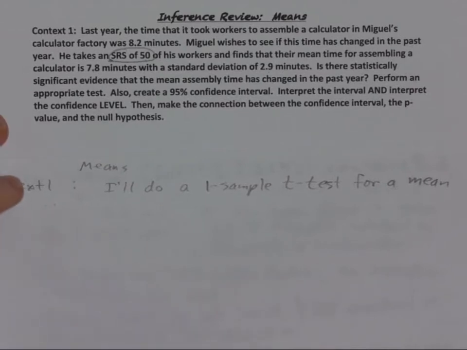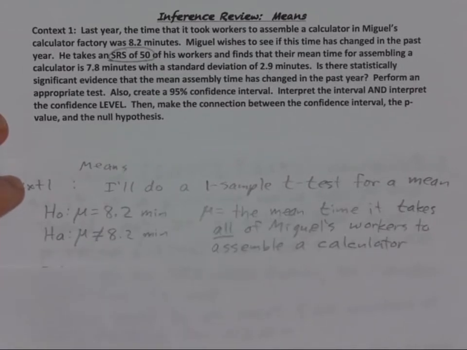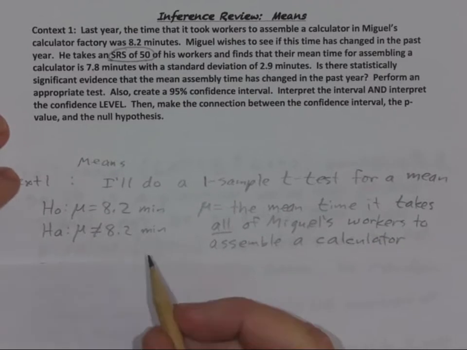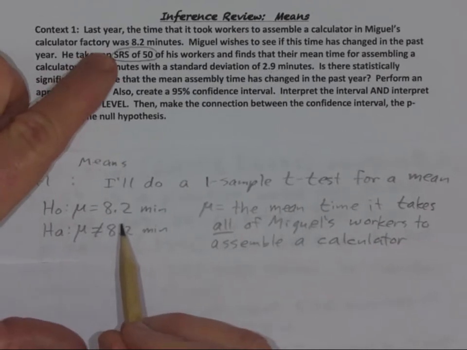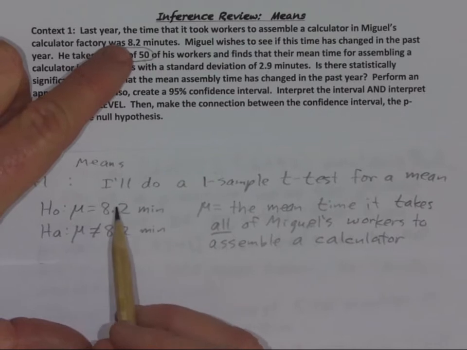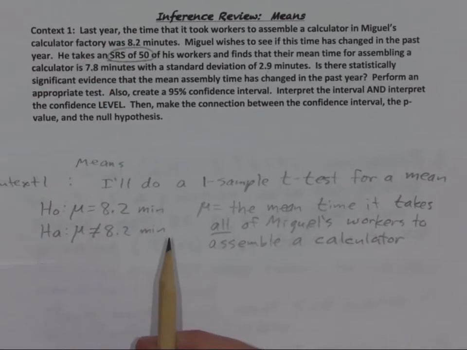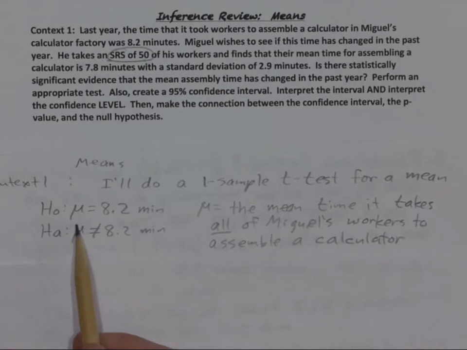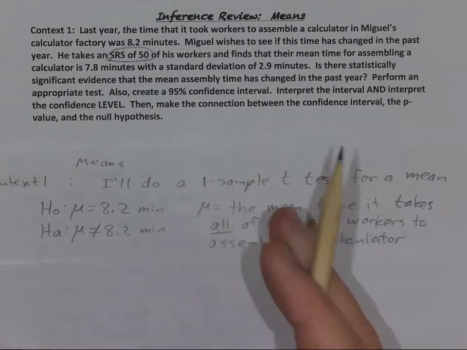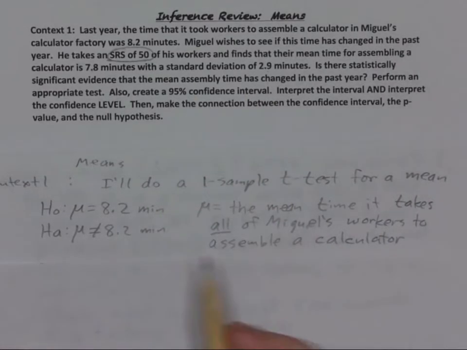And then we have our hypotheses. Our null hypothesis here is whatever the claim is of the problem, or the status quo. It used to be 8.2, and he wants to see if that has changed. So this is what we're testing: 8.2 minutes. Make sure to put the units. Then the alternative is what we suspect might be true. The null is whatever's claimed, or whatever we're testing against. The alternative is what we're suspecting. Nowhere in here does it say we're suspecting greater than or less than, so we go with not equal to. This is a two-sided test.